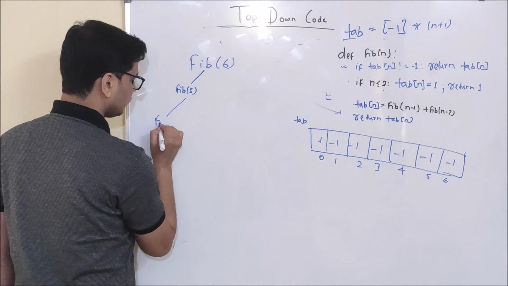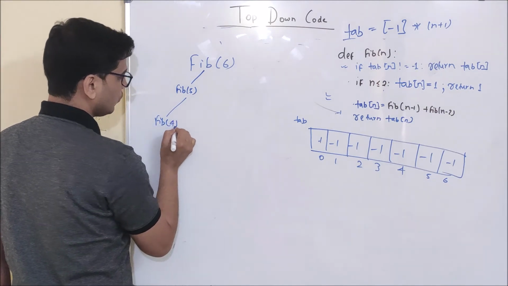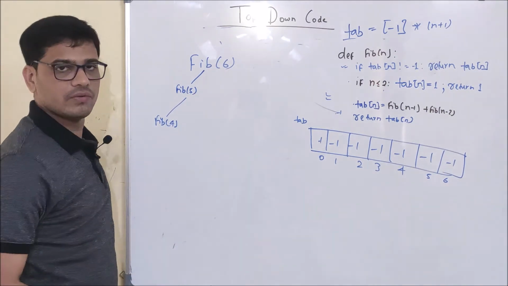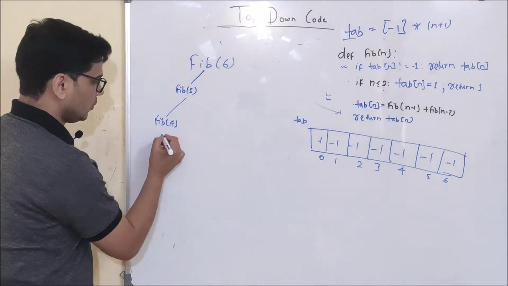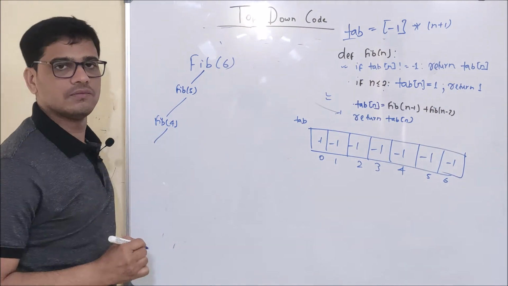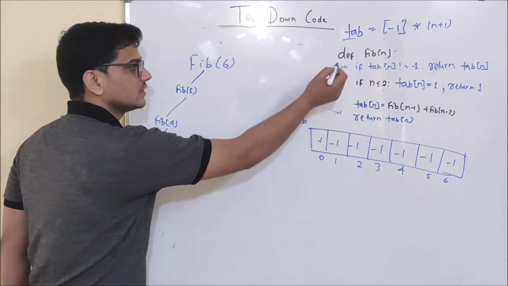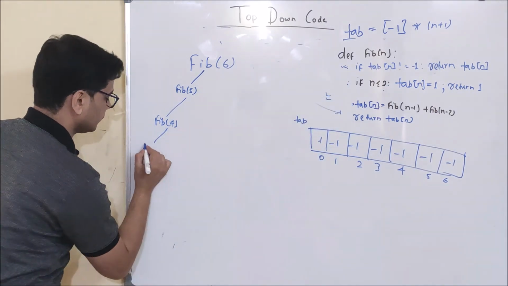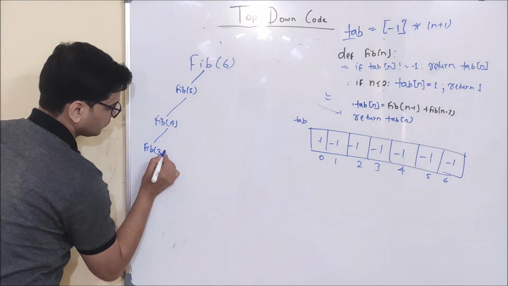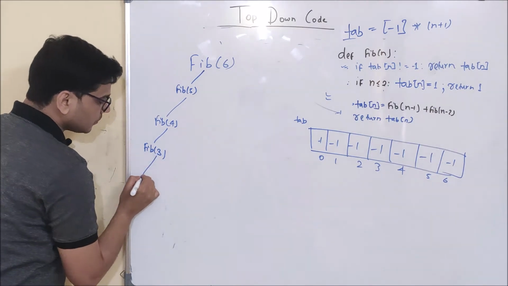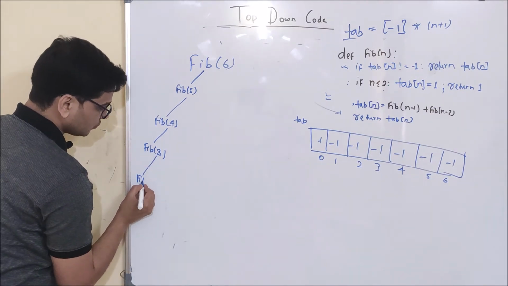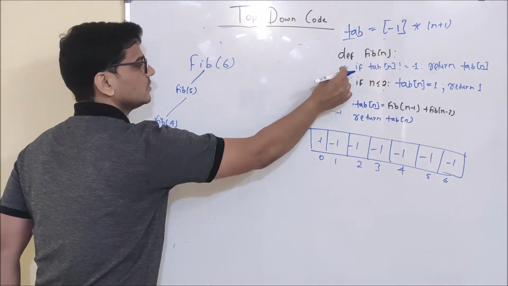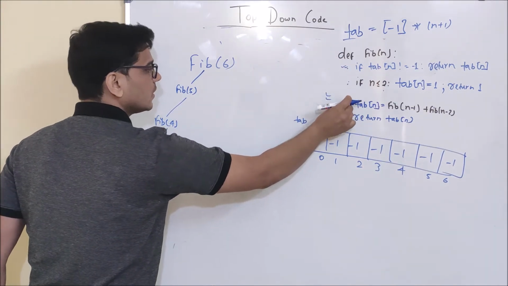That is, fib of 5 will call fib of 4, and fib of 3 for fib of 5 will be on hold. Now fib of 4 will come for its execution. This condition will be false, this condition will be false, control will come here. Fib of 3. Again fib of 3 will come for its own execution, and this condition will be false, this condition will be false, control will come here.